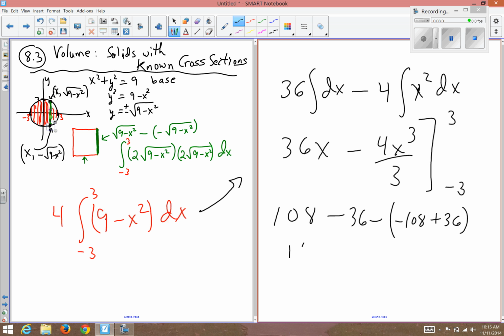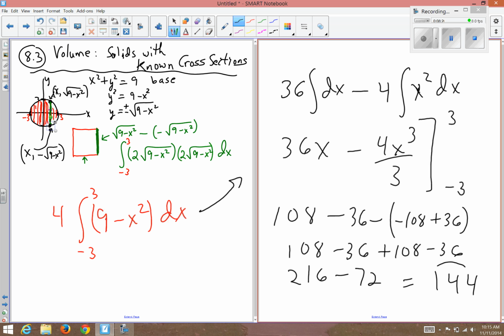Distribute: 108 minus 36 plus 108 minus 36. 108 and 108 is 216. -36 and -36 is -72. And 216 minus 72 is 144.